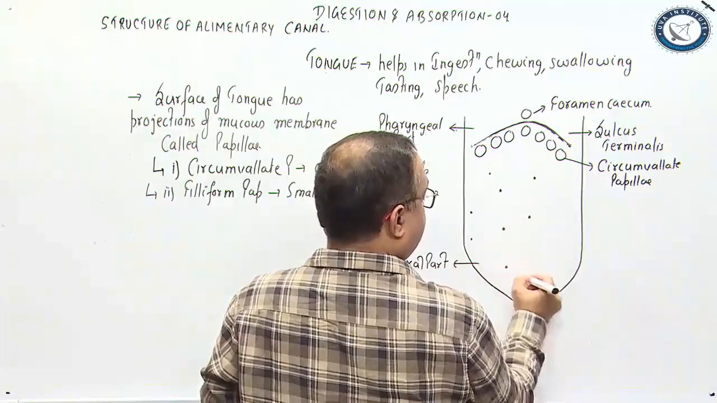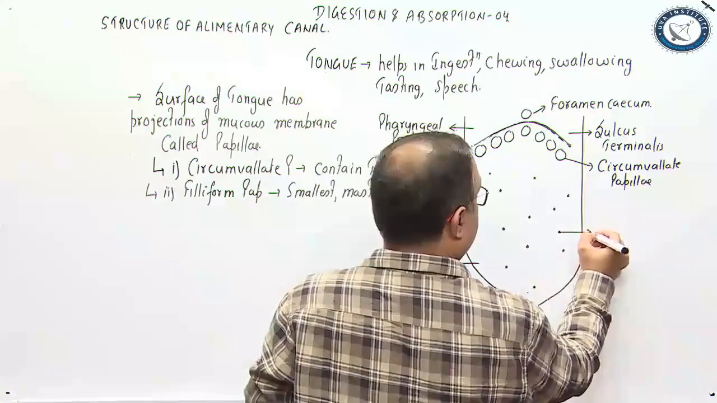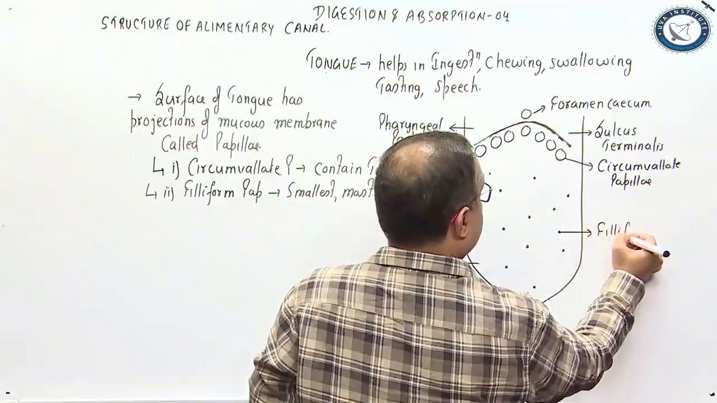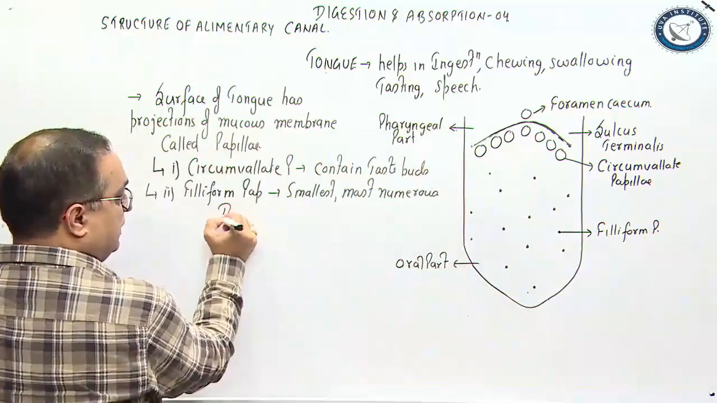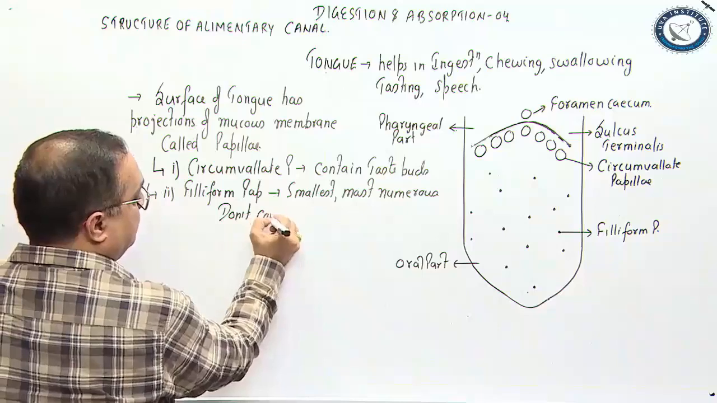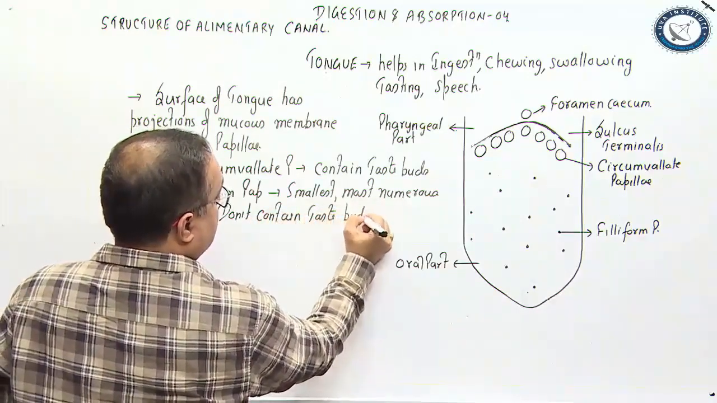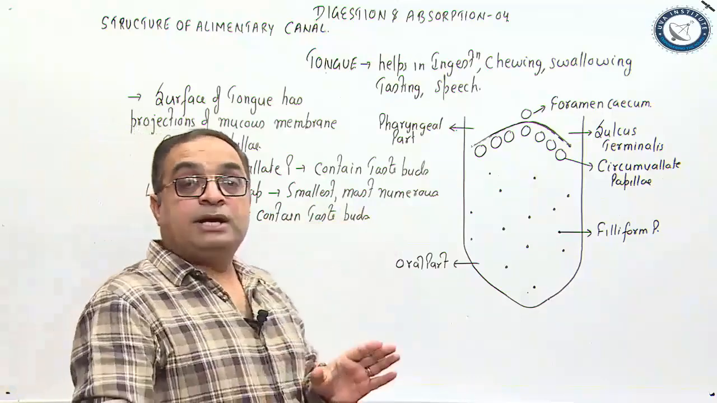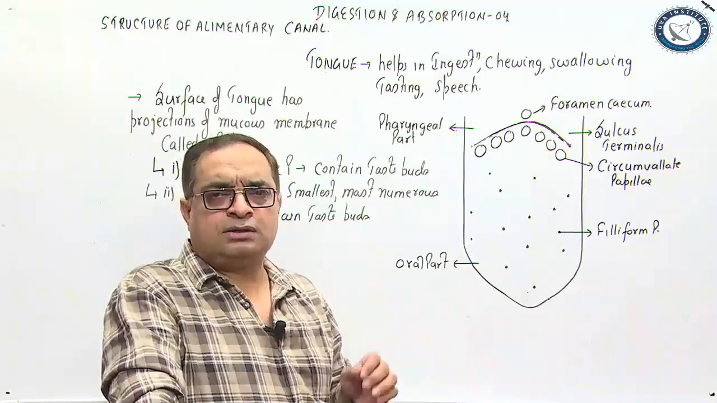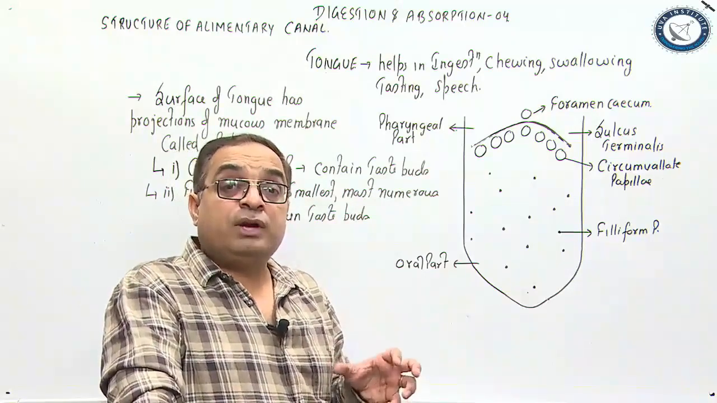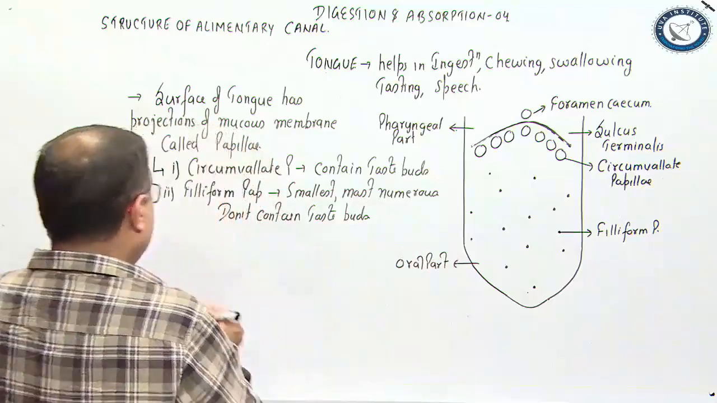So I am showing these filiform papillae. They are most numerous. They do not contain taste buds. So let me write here, filiform papillae do not contain taste buds. They provide a rough surface to tongue. They are highly developed in case of carnivores, dogs, cats, lions. Their tongue is very rough. Why? Because of presence of these filiform papillae, and they are highly developed.